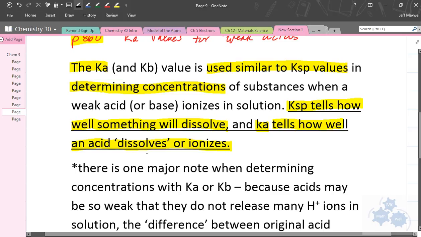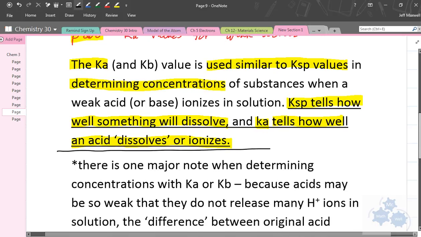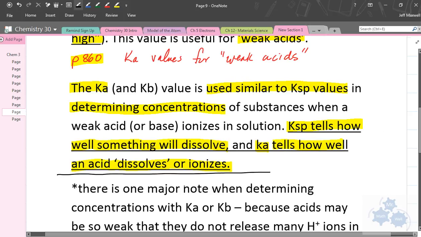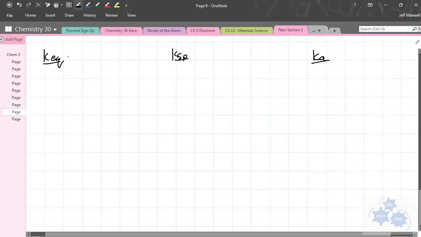Okay, so just before you take this note down, don't write this down yet. I want to jump down and show you some formulas and some examples. What we're going to do is write down 2 examples of each here, and I want you to see how the Keq, the Ksp, and the Ka look similar and are related, and what the major difference is with the Ka.